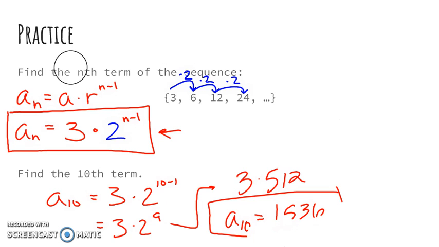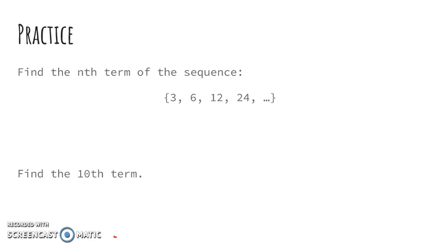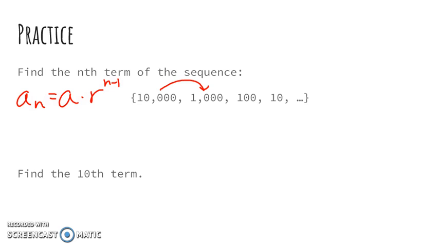Let's do one more example. It's going to look a little bit different. All right. Here we go. I notice that my numbers are moving down as I go. I am not doing division. Don't forget it's not division. You have to multiply by something. Okay? All right, so start out, write my formula. A sub n equals A times R to the n minus 1 power. Have that memorized. Okay? As I'm moving down from 10,000 to 1,000, I'm dividing by 10.